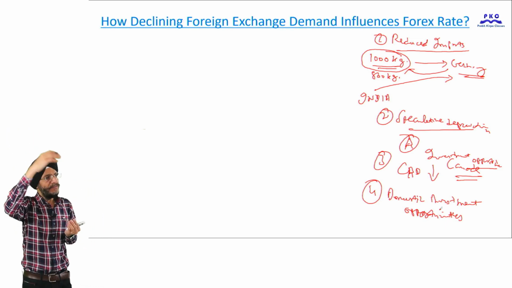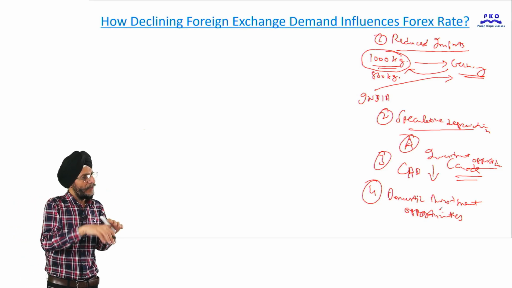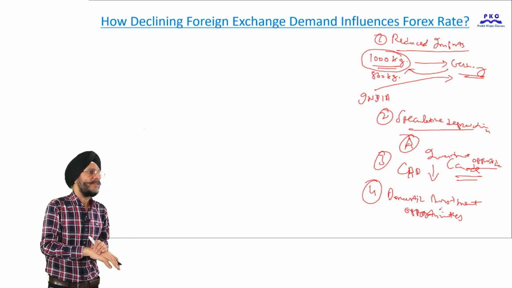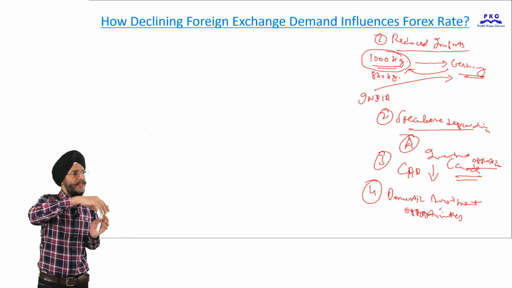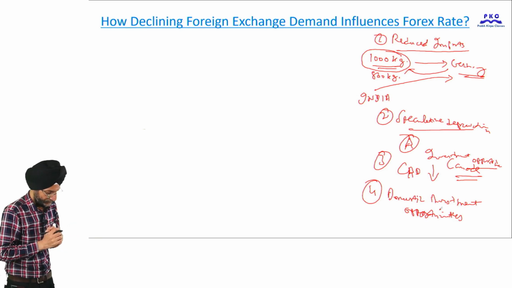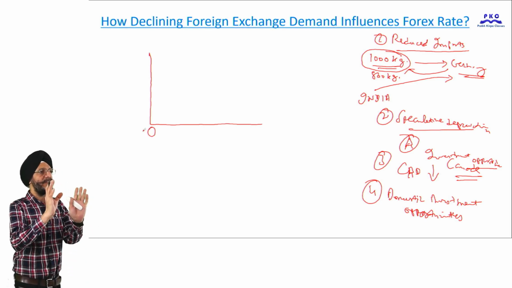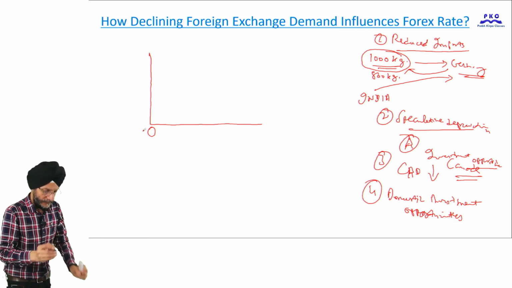For that purpose, there was demand for foreign exchange. As now they are investing domestically, naturally the demand for foreign exchange will decrease. So what happens when their foreign exchange demand decreases? We will understand the same with the help of a figure.